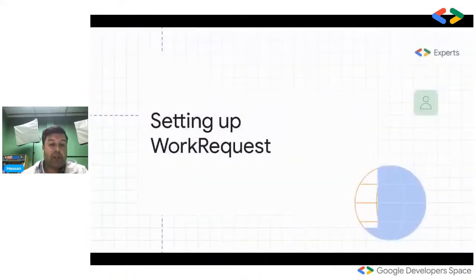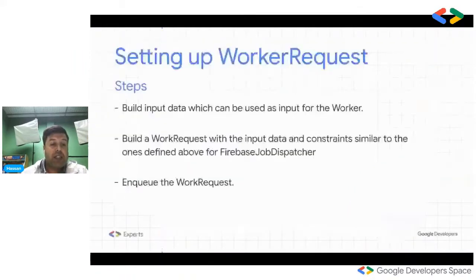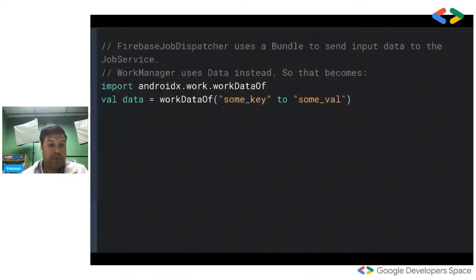But now with WorkManager, you have this class called WorkRequest. With WorkRequest, you can build input data, which can be used as input for the worker. Then you can build a work request with this input data and also some constraints. These constraints are things like the device should be using Wi-Fi or the device should be charging. These are all interesting APIs out there. And then you can enqueue or start the work request.